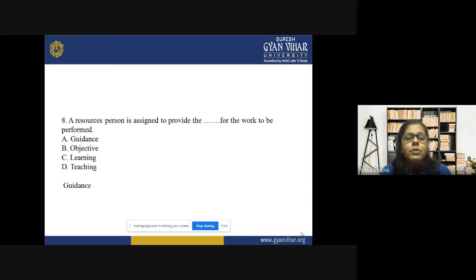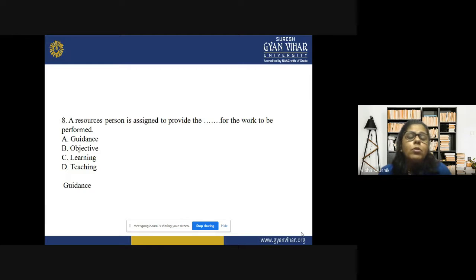Eighth one: a resource person is assigned to provide the dash for the work to be performed. Now, what is the role of a resource person? Now, what work has been assigned to that particular resource person or the expert of that particular area? Options are: A, guidance, B, objective, C, learning, or D, teaching. What role is given to them?